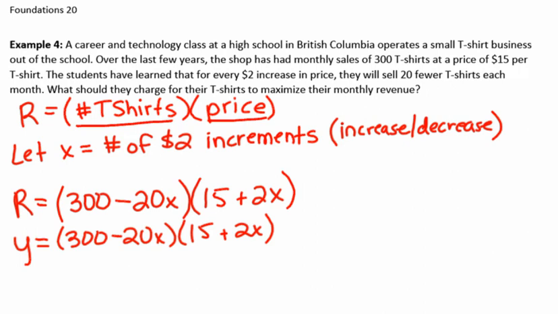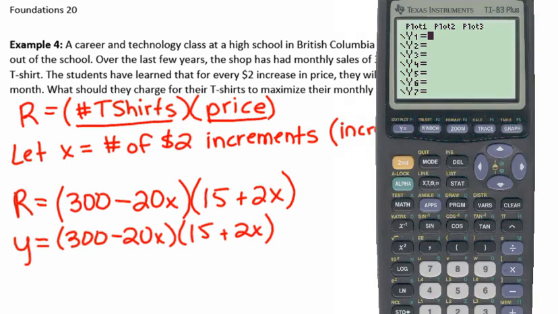I would use your graphing calculator for this one. So if we pull that up and we graph that in brackets, 300 minus 20x, bracket 15 plus 2x, and graph what that looks like. Can't really see much, so we need to change our window for sure.